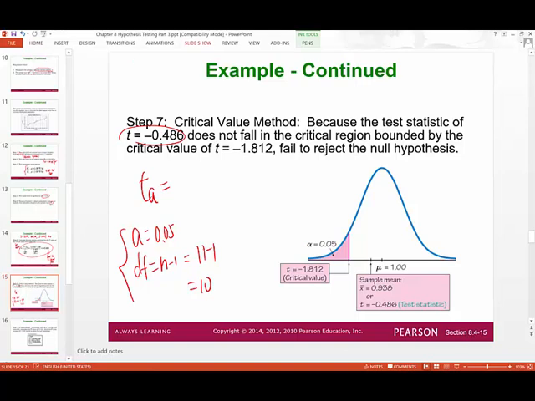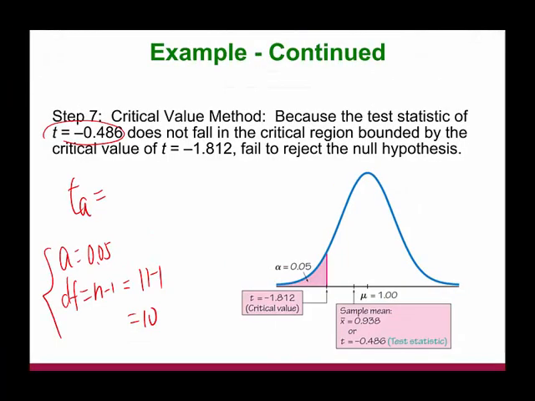That's what we see here. Using the symmetrical positive one, 1.812 from table A3, negative t alpha will be negative 1.812, which is on the negative side. And again, we check this test statistic. The t score is equal to negative 0.486.